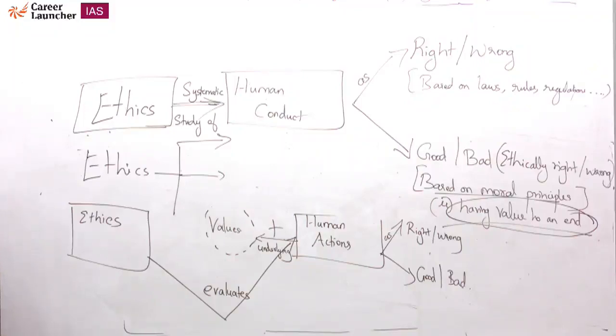Second definition. You already wrote one definition in the form of a diagram. Now the second definition: ethics refer to a system of moral principles. Underline that, system of moral principles.